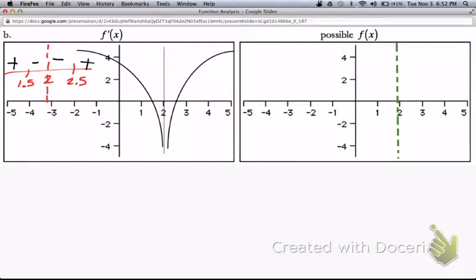And the point of inflection, quote unquote, is at 2. Now that's not really a point of inflection because there's a vertical tangent line there. It's not really a point of inflection because it doesn't even exist on the graph. But just know that everything to the left of 2 is going to be concave down. Everything to the right of 2 will be concave up.